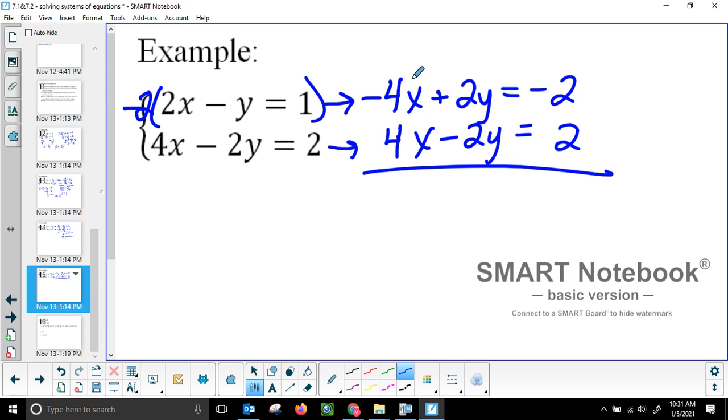All right, when I add these things, well, this cancels and this cancels again, giving me 0. Well, negative 2 plus 2, those also cancel to 0. All right, now 0 equals 0 is true. All right, so that actually tells us that there are infinite solutions.